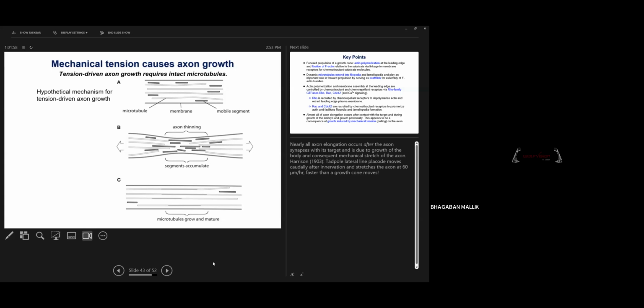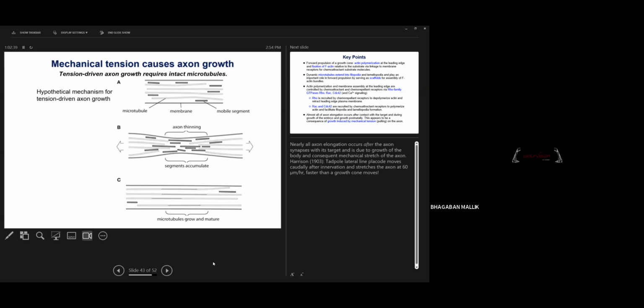So when the axon attaches to a substrate, you have removal of the axon microtubule bundle in this region, and this mobile segment moves to this region, and this region becomes thin because you don't have this supporting cytoskeleton. So the axon cannot get a proper structure. When it becomes thin, tension can act on it, so it can actually pull and grow easily.